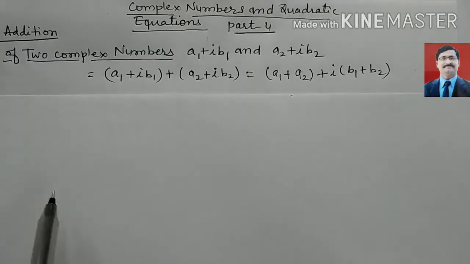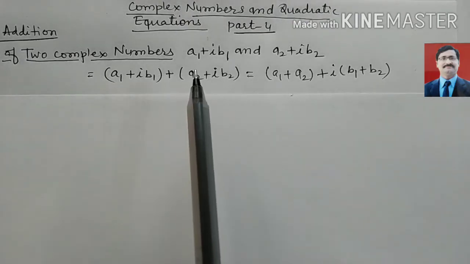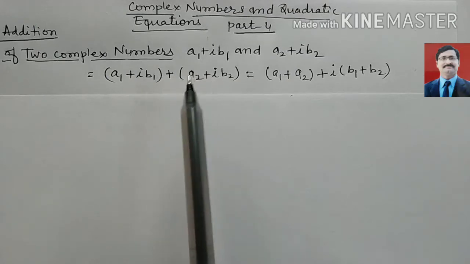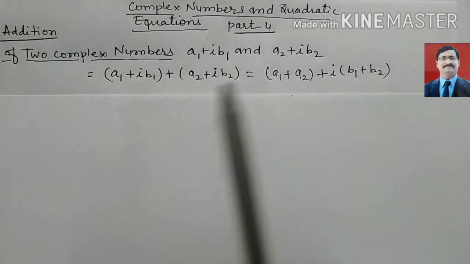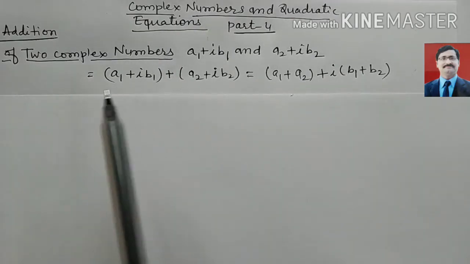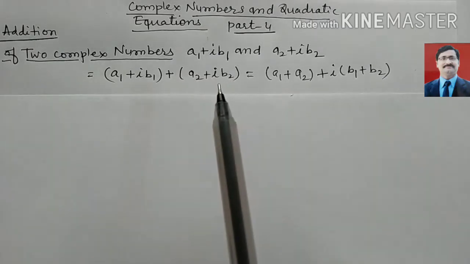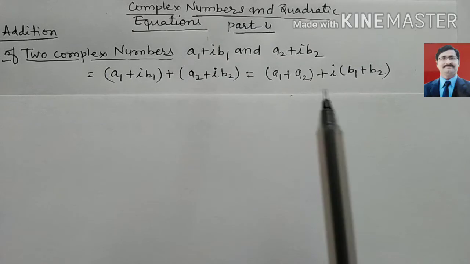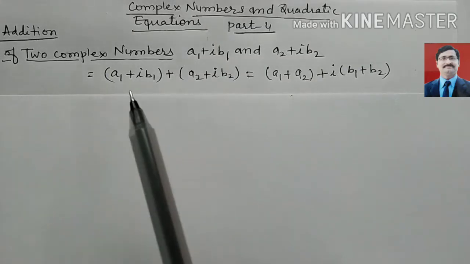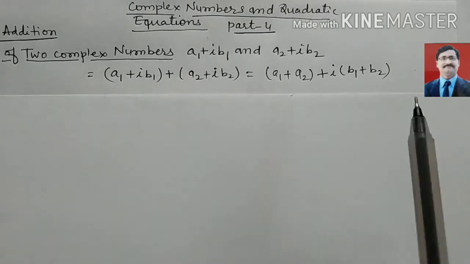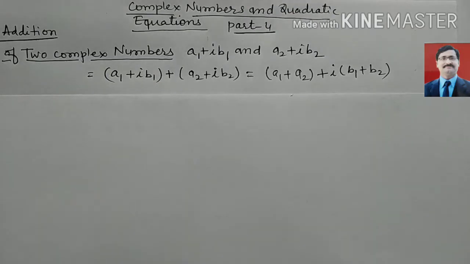Now look here, we will do the addition of two complex numbers. Two complex numbers are given to you: a1 plus iota b1 and a2 plus iota b2. These two complex numbers you have to add. You will write plus between them and add. The real parts you will add, a1 plus a2, and iota you take common from the imaginary part, and you will write the sum of the imaginary parts, b1 plus b2. So this is a very simple addition. You can do this addition.